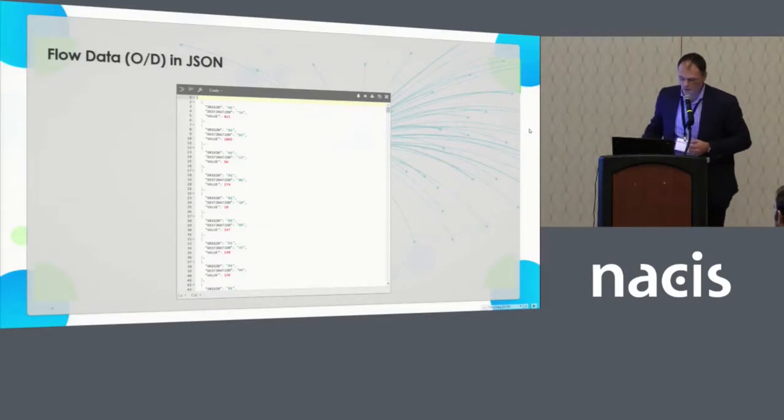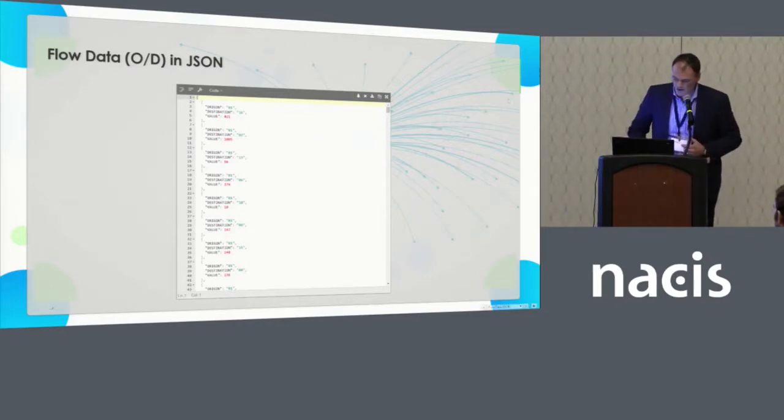All right, so flow data, very simple flow data. It's just origin, destination, and values. So it's a JSON feed that has pretty much all the data, and you can integrate that quite easily.